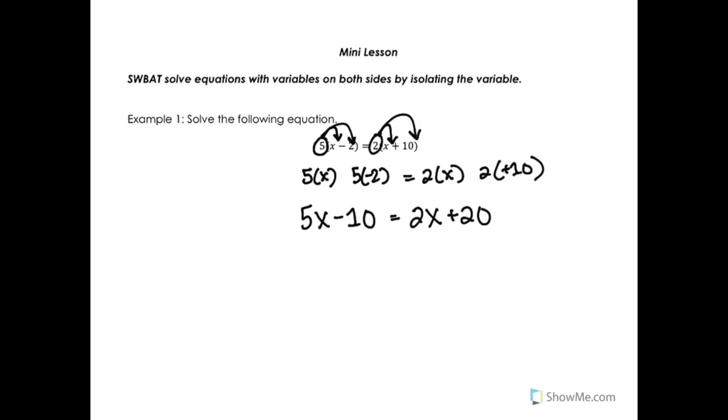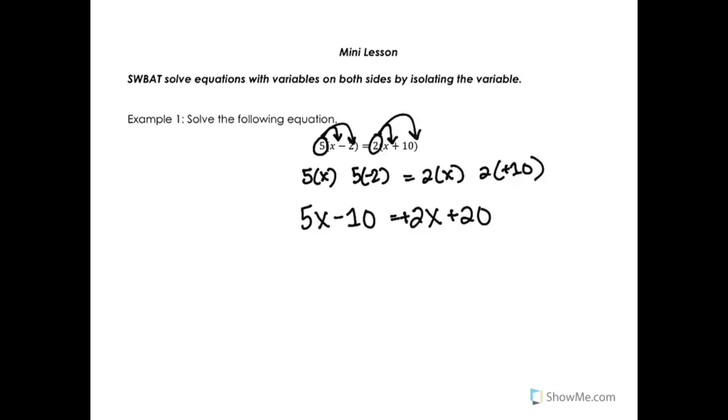The first thing that I'm going to do is bring my variables to one side of my equation. So I can either bring this 5x over here, or I can bring this 2x over here. As I mentioned in class before, either of those two steps is actually correct. But I usually begin by sending the smaller x to the bigger x, just to avoid more negative numbers. So I'm going to bring the 2x to the 5x.